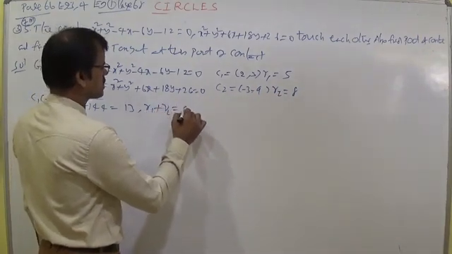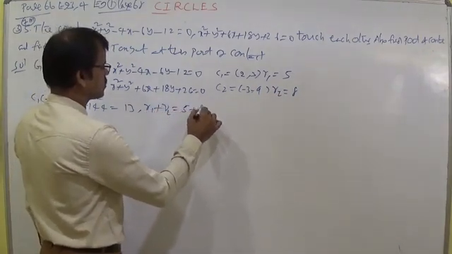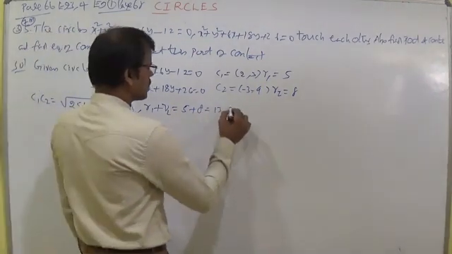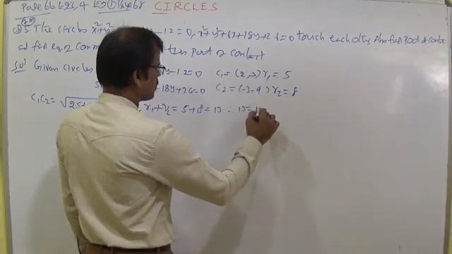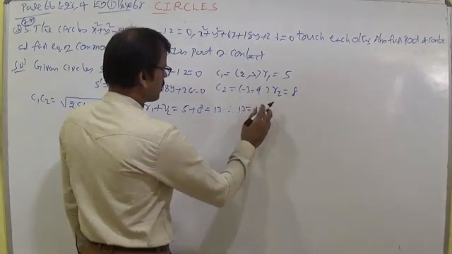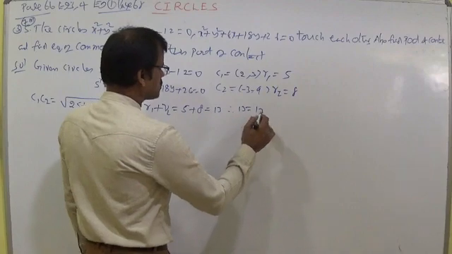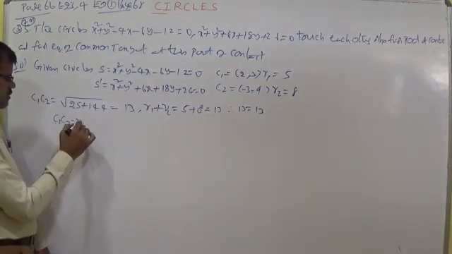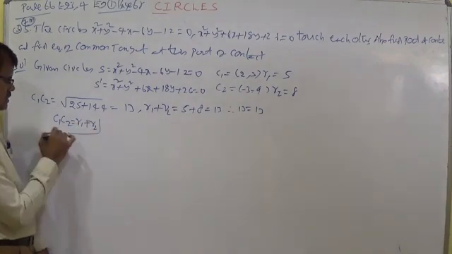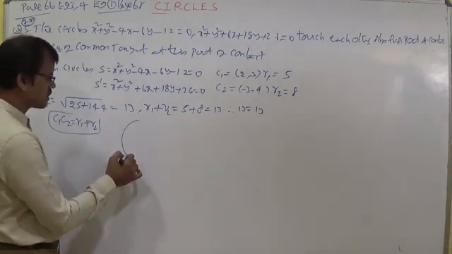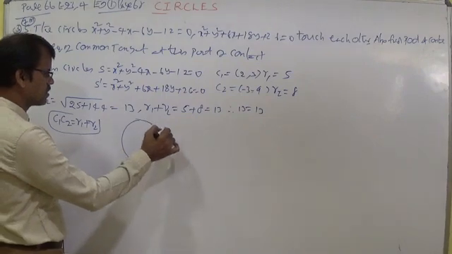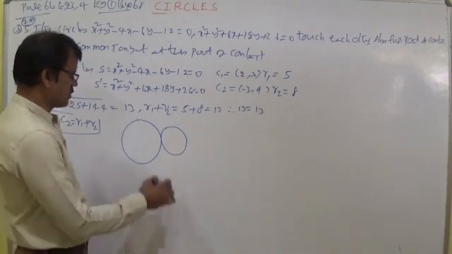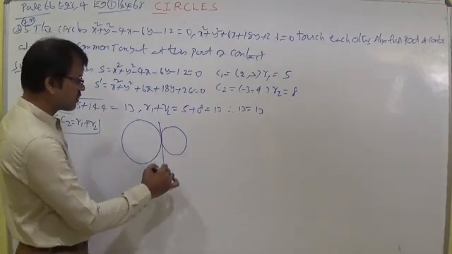So now let us discuss here R1 plus R2. R1 plus R2 means 5 plus 8 is equal to 13. Therefore 13 equal to 13. So C1, C2 is equal to R1 plus R2 we got. Whenever C1, C2 is equal to R1 plus R2, we should use that case 2. Case 2 condition.